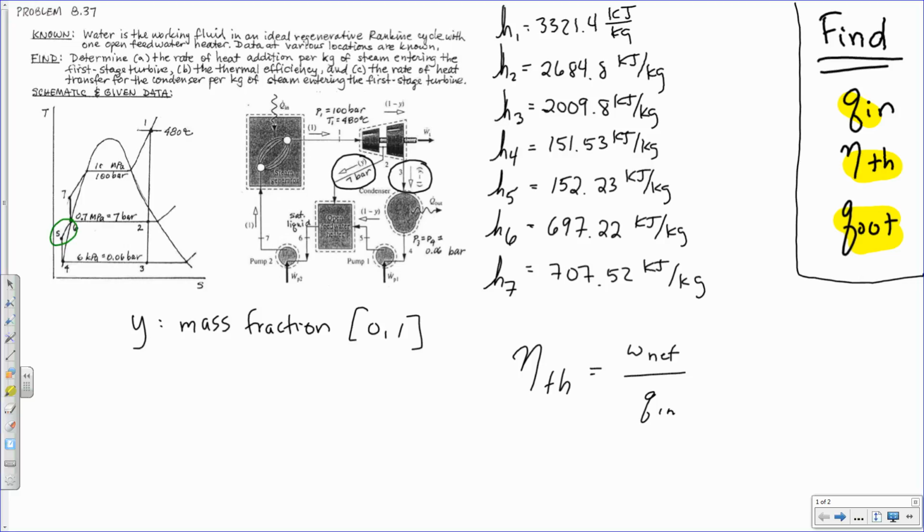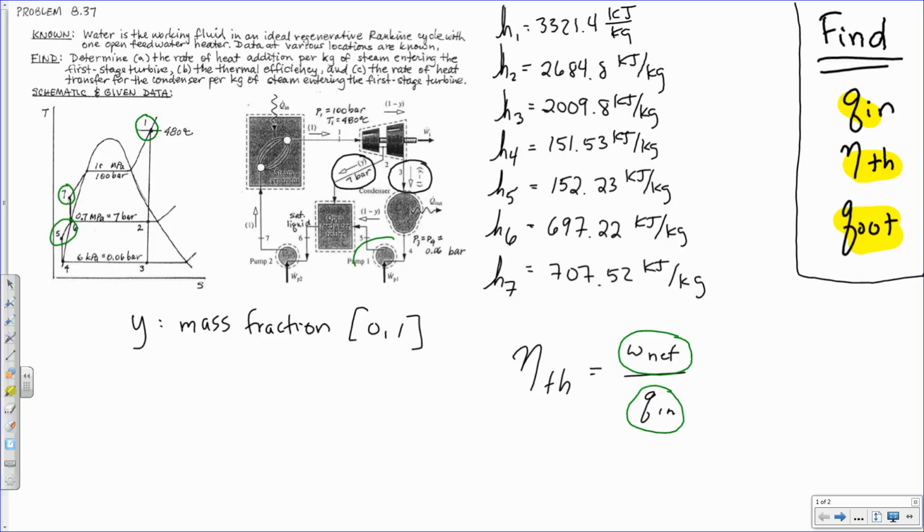Okay, so now Q in only occurs from 7 to 1, not all the way from state 5 up to state 1. So by reducing the Q in workload, we've increased our thermal efficiency. Now you might ask yourself, well, doesn't that also require us to add another pump? And by adding another pump, doesn't that decrease the amount of net work? Well, it's true, net work does take a bit of a hit, but it turns out that the decrease in Q in outweighs the additional amount of work that's required to operate that second pump.